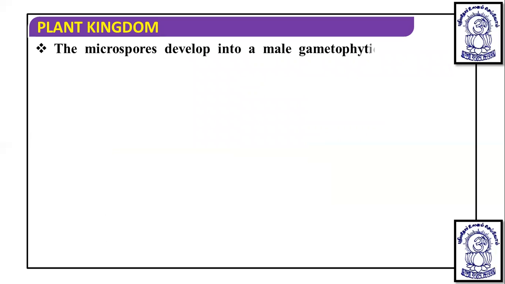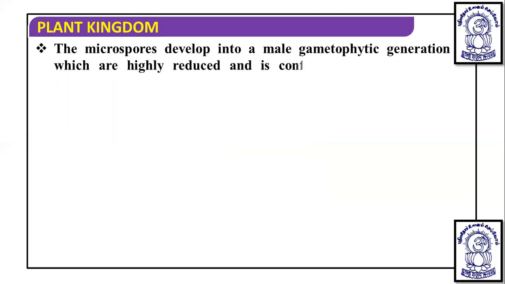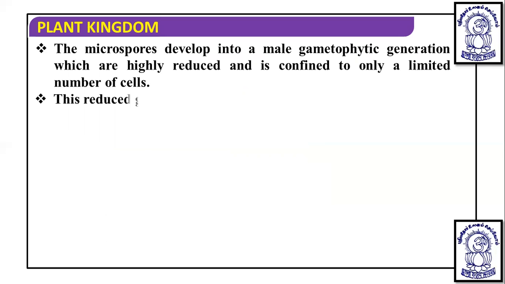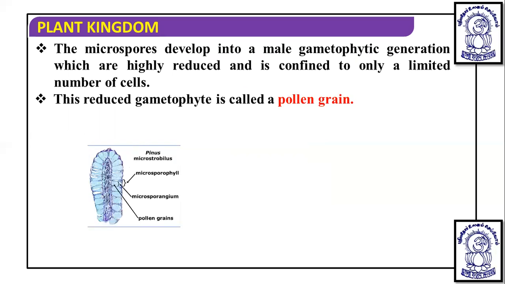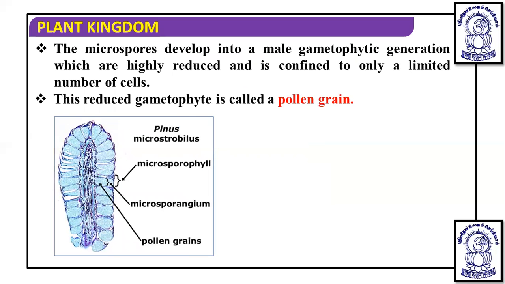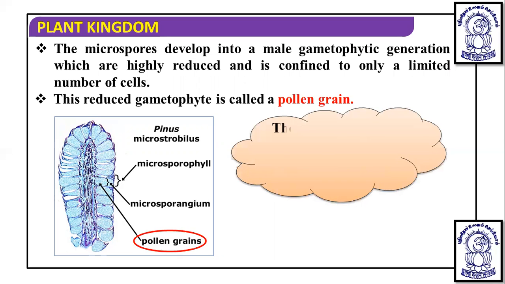The microspores which are developed in the male gametophytic generation, which are highly reduced and confined only to a limited number of cells, that also we have considered. This reduced gametophyte is called the pollen grain. So the pollen grain represents the reduced male gametophyte. You can see this is the pollen grain, which is showing particularly the male gametophyte.